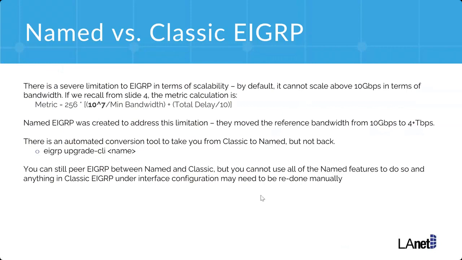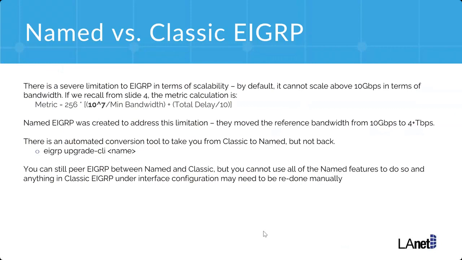So one thing I should have mentioned is when you do this conversion from classic to named that we just did, it doesn't even drop the neighbor relationship. There is no outage, okay? There's a caveat to that. There's caveats to almost everything, right? I like to tell my internal folks, every rule I give you can be broken. You just have a good reason to break it, right?